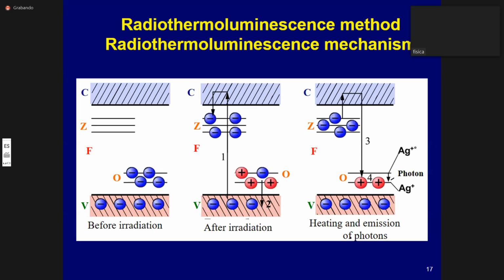To release the energy of ionizing radiation accumulated in this substance, additional heating of the crystal is required, as a result of which the electrons are released from the Z centers. And then they combine with the holes of the O centers.